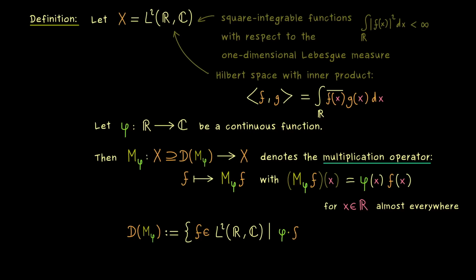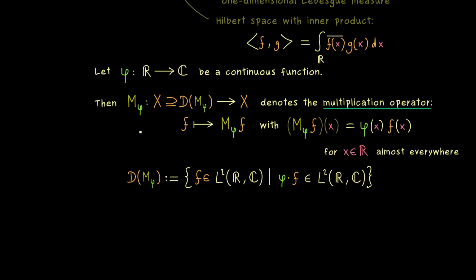Obviously, this defines a Lebesgue measurable map almost everywhere. Or in other words, it represents a well-defined equivalence class. And now we can just check if this equivalence class or this function lies in L2 again. In other words, just check the integral with the absolute value squared and check if it's finite. Hence, this domain now guarantees that the image of the multiplication operator lies in X again. So we immediately see that this is the maximal choice such that the operator makes sense.